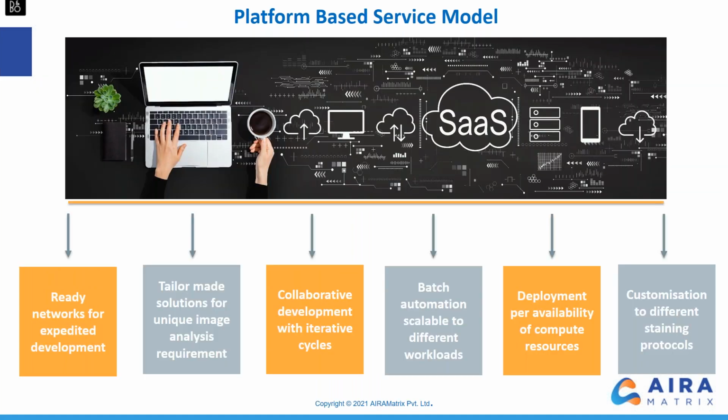We work on a platform-based services model to provide solutions for pathology image analysis using AIRA, our AI-based image analysis platform. This platform-based model ensures expedited development of custom solutions and efficient deployment of off-the-shelf products. The platform model also offers other advantages like effective extension and translation of developed networks across tissues, across other species, and different staining methods.